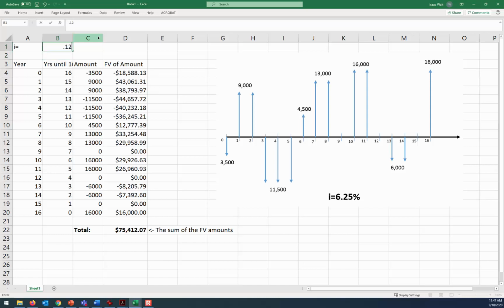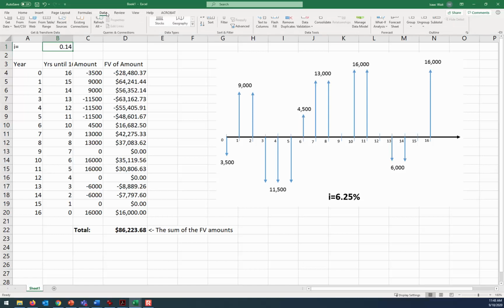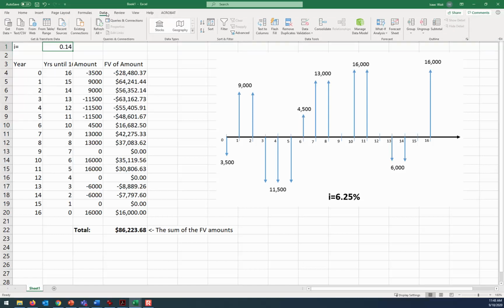So rather than me typing this in like a pigeon, what's the smart way to quickly find out the interest rate if I want to have 100,000 for my total? Anybody remember what that tool is that we use? GoalSeek. Ethan's got it. Good. GoalSeek is in the Data tab. So click on the ribbon here: Data, What If Analysis, GoalSeek.